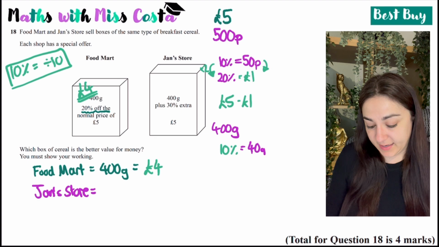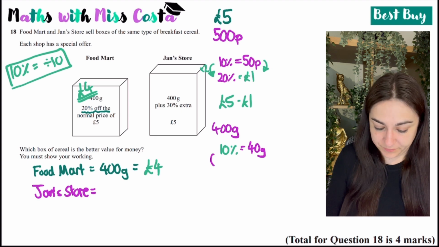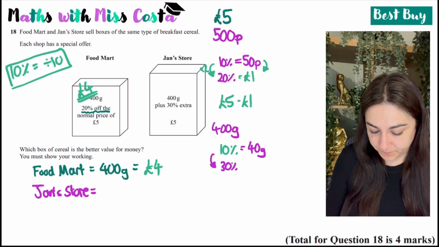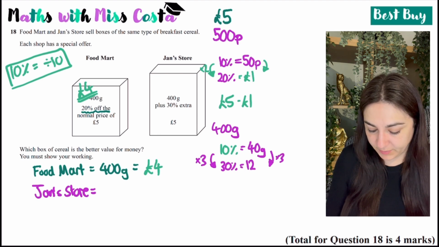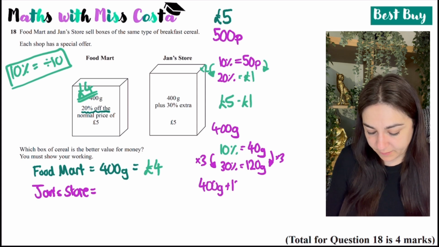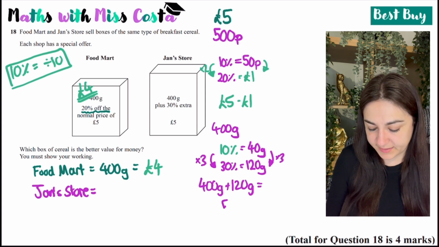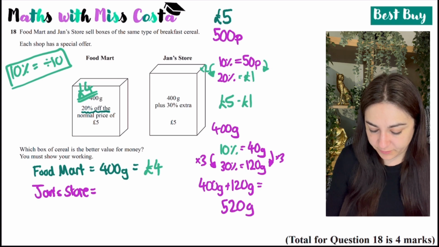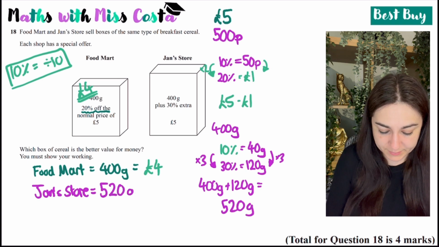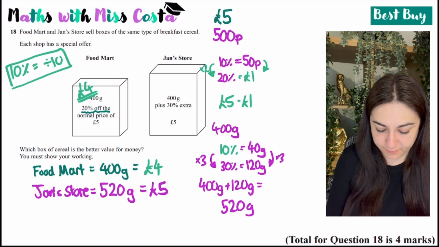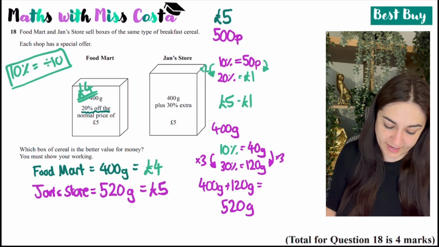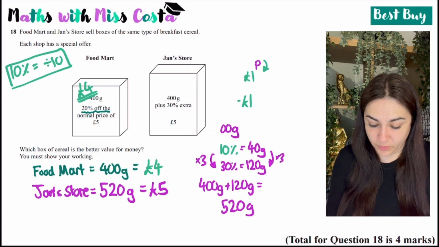So 10% is going to be 40 grams, and 30% is 3 lots of 10%. So I times that by 3. So 30% is going to be 120 grams. Now 400 grams plus 120 grams is 520 grams. So at Jan's store, 520 grams costs £5. So now I need to work out basically which one is the best buy.